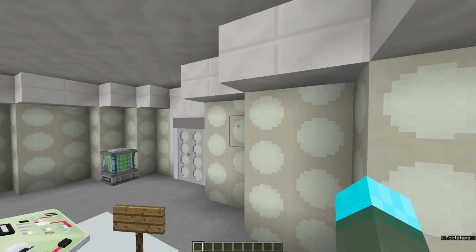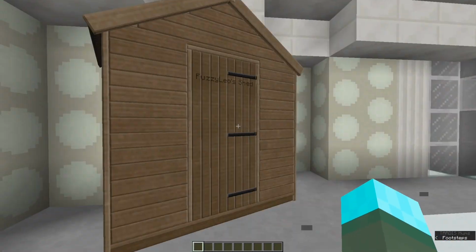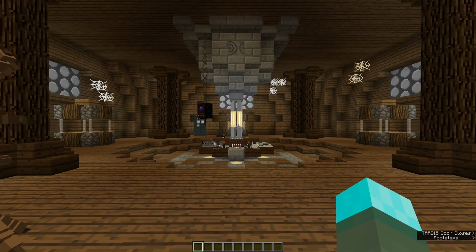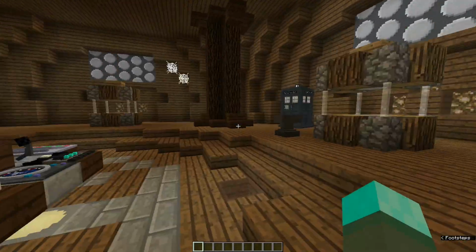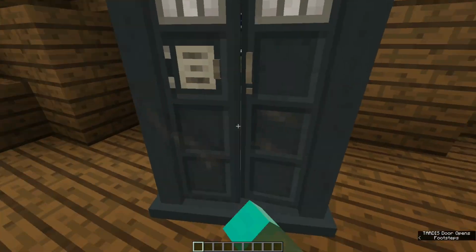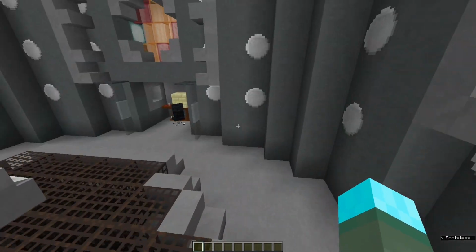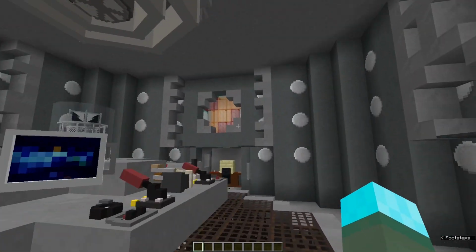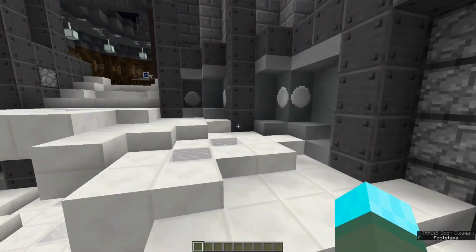Ignore the shed. This is the shed interior. This is the Etho sign or Etho interior. This is the Tempest interior.